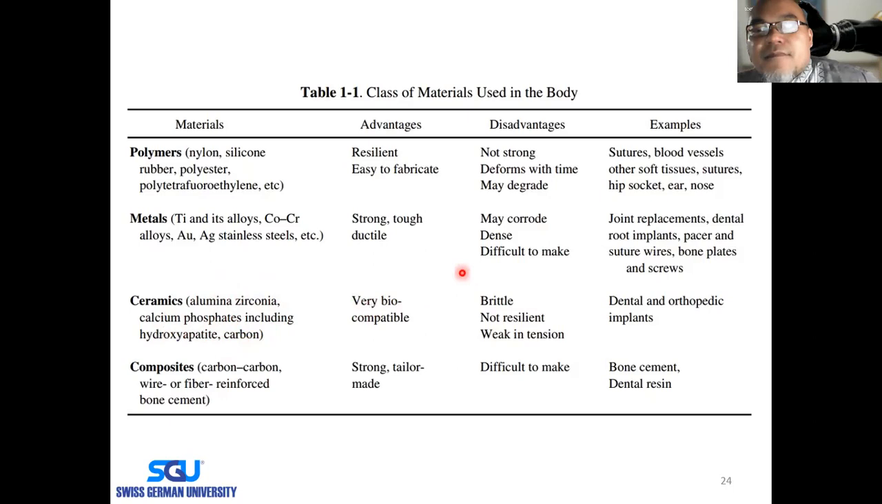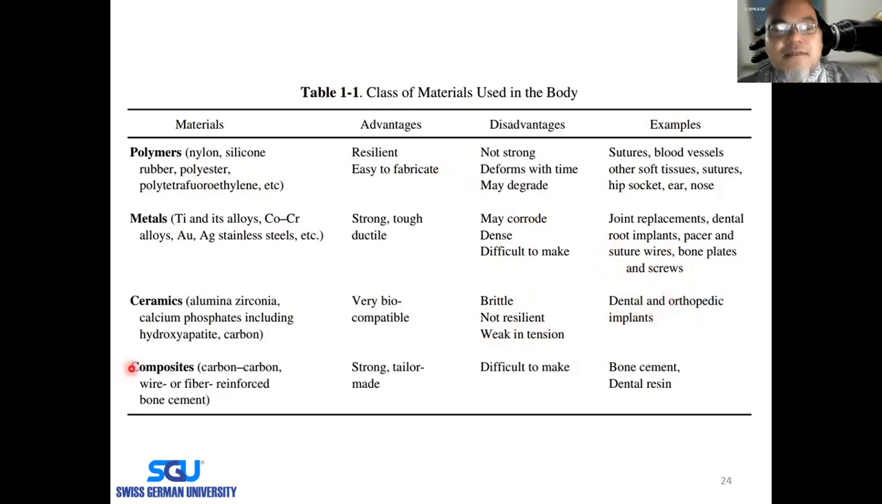However, the disadvantage is ceramics are brittle. As I mentioned in the previous session, they break easily. When you throw them to the floor or another hard material, they will break. This is called brittleness: not resilient and weak in tension. They cannot elongate. When you stretch them, they just break without elongation. They are used in dental and orthopedic implants.